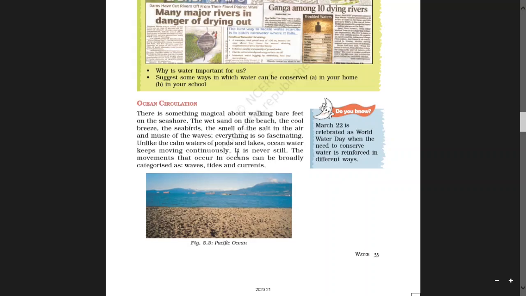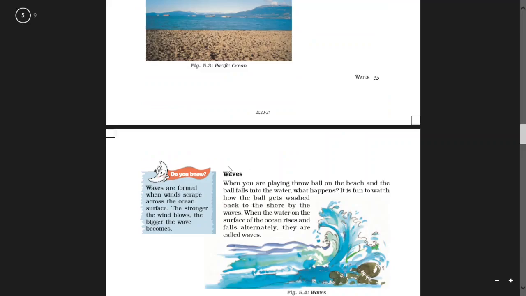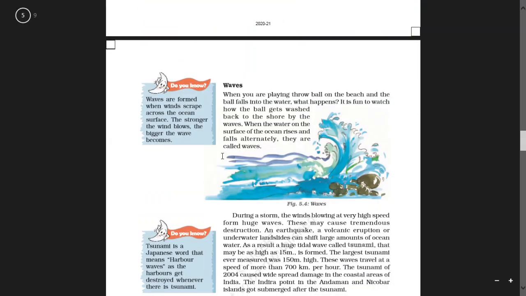Ocean water keeps moving continuously, okay. Boys, ponds and lakes water remains without any movement, but ocean water keeps moving all the time. It is never still. It never remains quiet. The movements that occur in oceans can be broadly categorized, grouped as waves, tides and currents. These are the movements of ocean water. Now, one by one, we will learn about these waves, tides and currents.